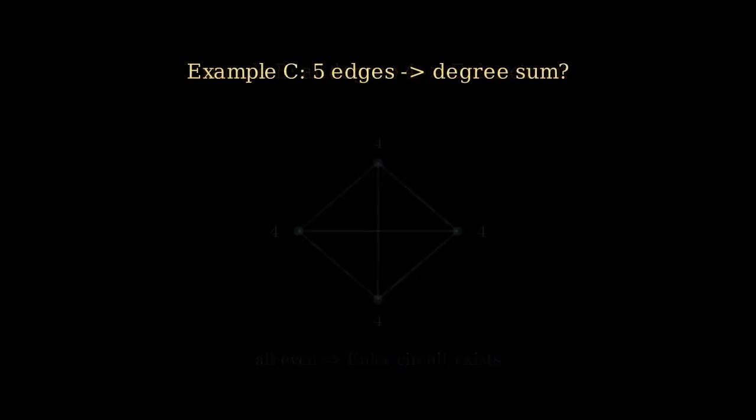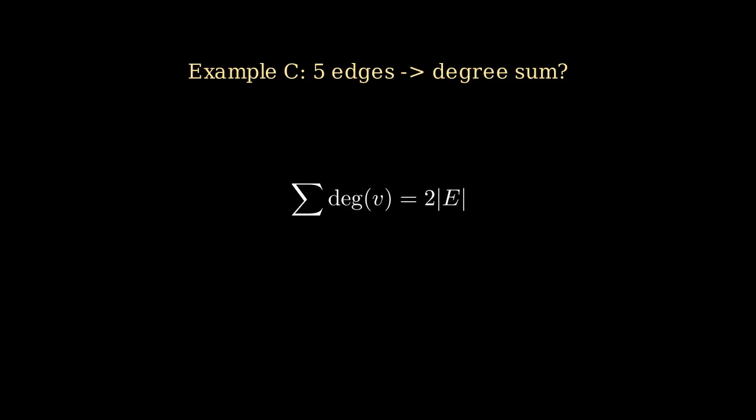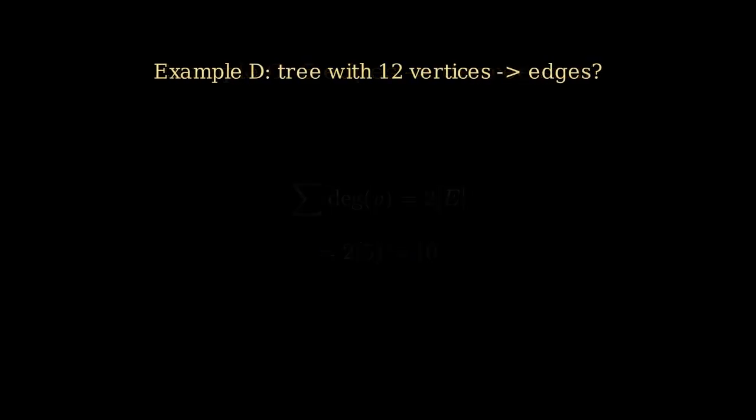Worked example C, a direct Handshake Theorem check. A graph has 5 edges. What must the sum of all vertex degrees equal? Apply the Handshake Theorem directly. The degree sum equals 2 times the number of edges, that is 2 times 5 equals 10. Worked example D, tree edge counting. A tree has 12 vertices. How many edges does it have? Apply the tree edge count theorem directly. Edges equals n minus 1 equals 12 minus 1 equals 11.